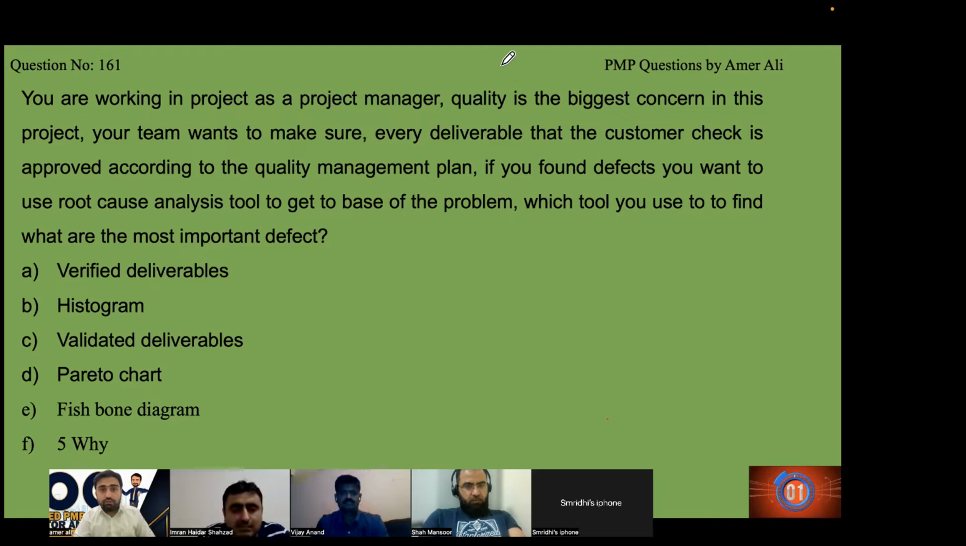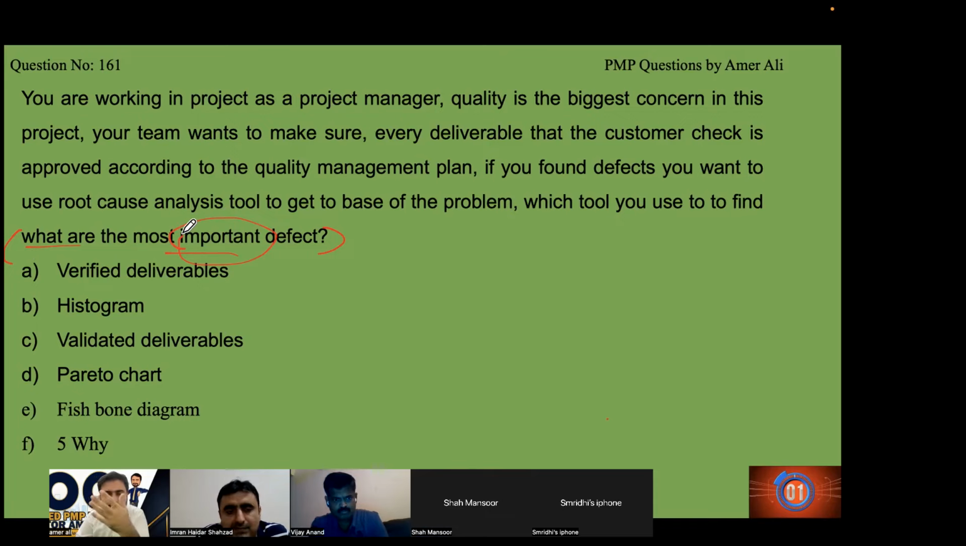Now, a very important thing, we have more than a three-liner. We will go to the last line first. What are the most important defects? Even just going to this line, we are talking about an important thing. With the important, we can see which tool can get it done. But let's go to the question.